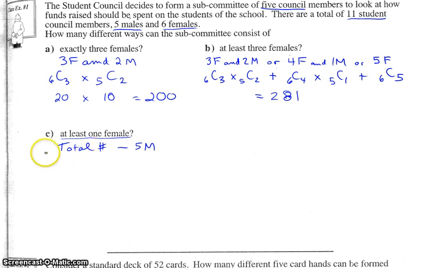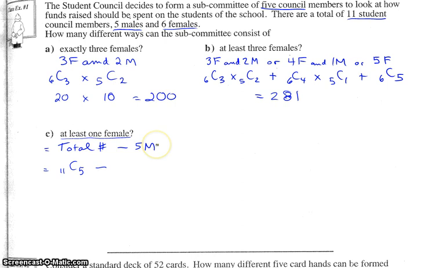Okay, so total number of committees, we don't care who's on there. So we don't care how many females or males there are. So there were 11 people altogether, and we're choosing a 5 council member subcommittee.